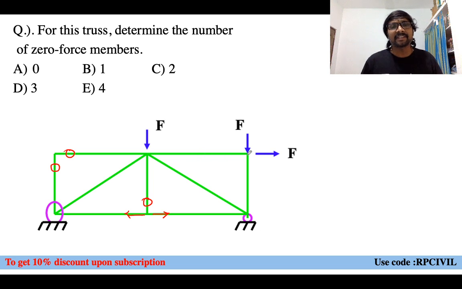And do you have anything else here? Force in this horizontal member is balanced by horizontal F. Force in the vertical member is balanced by vertical F. So these are the only 3 members. Answer is D. Option D, 3 members.